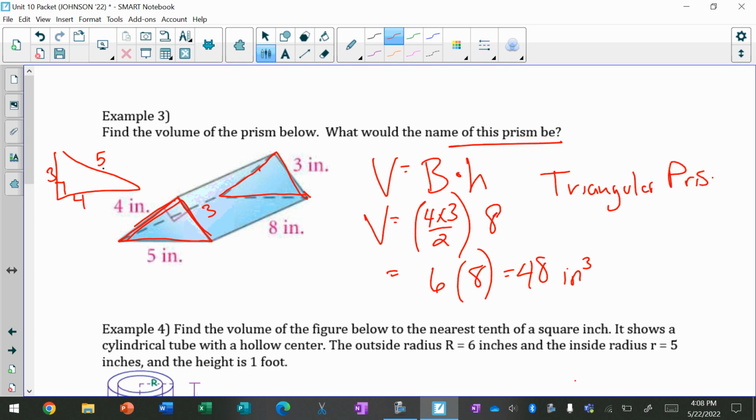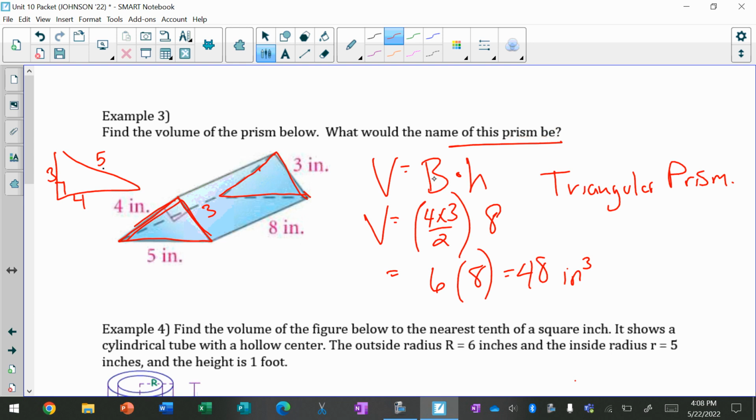Once again, you have to understand that big B is not just the number 5, not just the number 4, not just the number 3, not just the number 8. You have to understand that that is the area of the base.